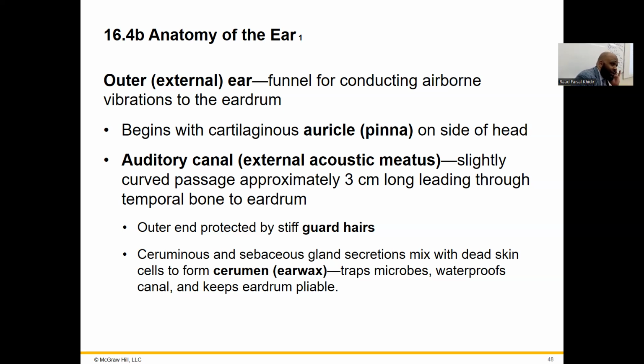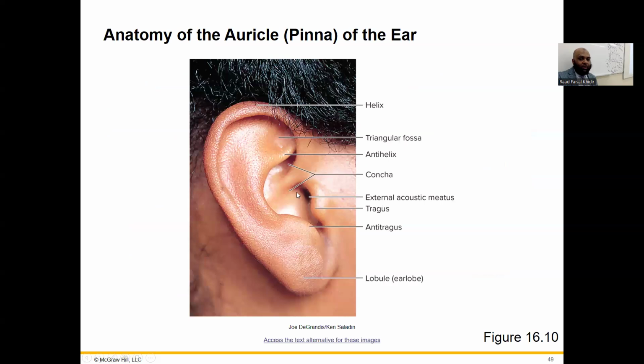But if you have a lot of earwax, it means maybe your job is you are spending a lot of time in places that are full of debris or pollutant, and these pollutants are entering into your ear, and that is what is causing the cerumen to clog your ears. But it's responsible for trapping microbes, and it keeps the eardrum pliable.